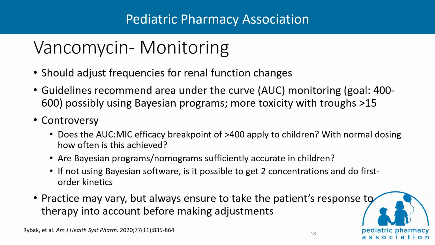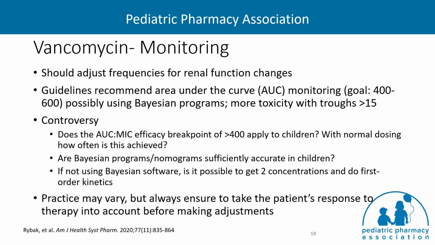In terms of monitoring, it's always important to know that if a patient's renal function changes, that's going to change your vancomycin levels because it is highly renally eliminated. The guidelines suggest area under the curve monitoring with a goal of 400 to 600, potentially using Bayesian programs. And again, they suggest more toxicity with greater than 15.